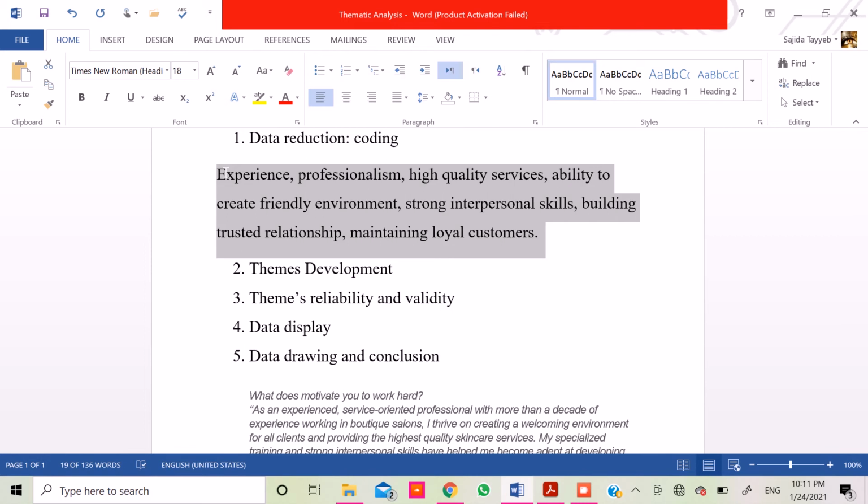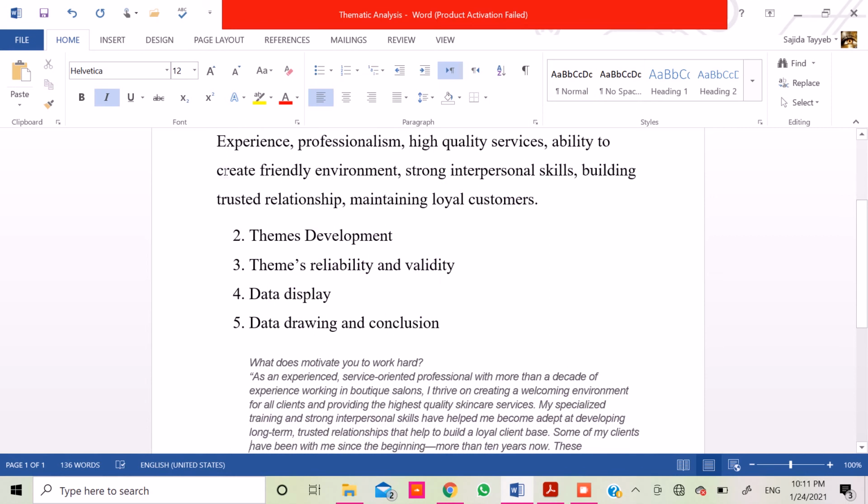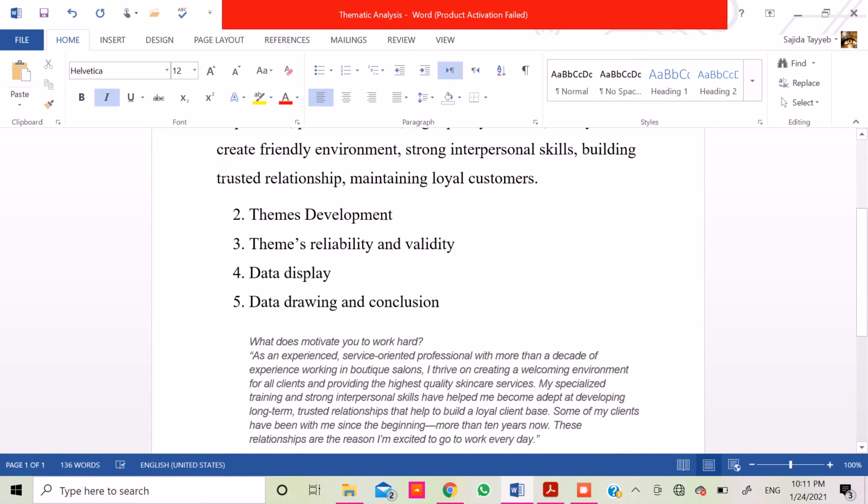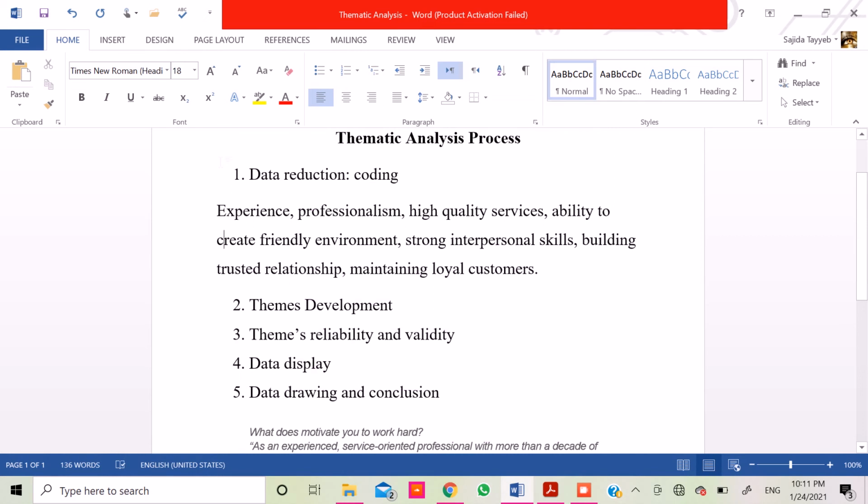So if you look into these, then you can safely say what the qualities are at the end. Even the person has ended the interview by saying that these are some of the relationships, the reason for which I'm excited to work. So that means these are some of the qualities of the person herself or himself that is making it possible for them to actually work harder. So this was all about data reduction or coding.